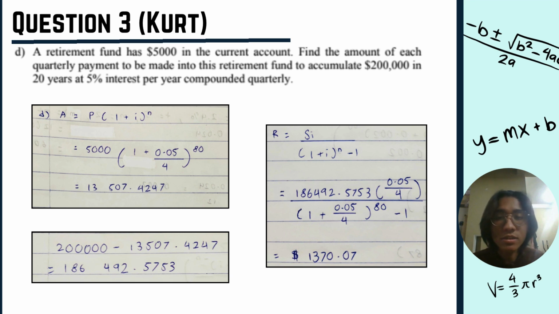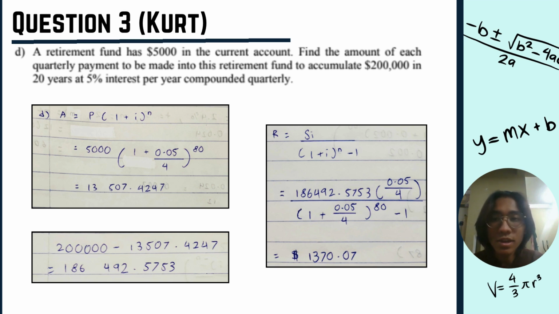Okay, for question D, the question is to find the amount of each quarterly payment to be made into the retirement fund to accumulate a total of $200,000 in 20 years at 5% interest per year compounded quarterly. To solve the question, we use the formula R equals S_n i divided by (1 plus i)^n minus 1. But before that, we have to find the A first to use this formula.